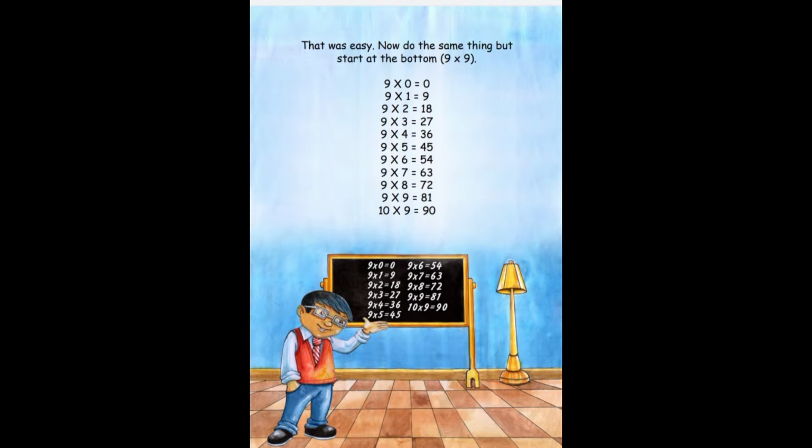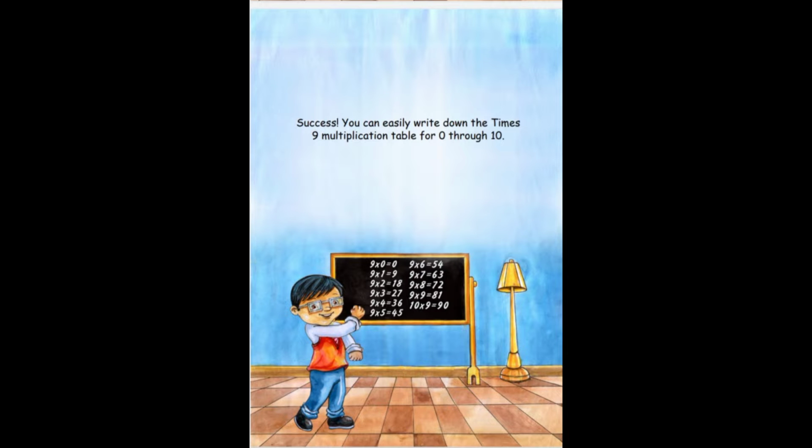Now do the same thing but start at the bottom. 9 times 0 equals 0. 9 times 1 equals 9. 9 times 2 equals 18. 9 times 3 equals 27. 9 times 4 equals 36. 9 times 5 equals 45. 9 times 6 equals 54. 9 times 7 equals 63. 9 times 8 equals 72. 9 times 9 equals 81. 10 times 9 equals 90. Success! You can easily write down the times 9 multiplication table for 0 through 10.